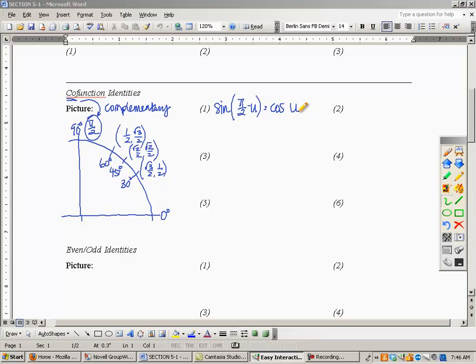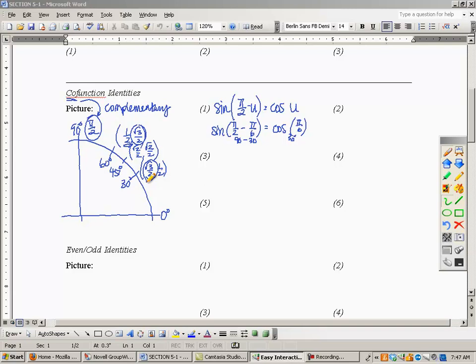Let me give you an example. The sine of pi over 2 minus, let's do 30 degrees, so pi over 6. So this is saying 90 minus 30 is the same thing as the cosine at pi over 6, or 30 degrees. Well, now take a look. The 90 minus 30 is 60. The sine of 60 is the square root of 3 over 2, which is the same thing as the cosine of 30.